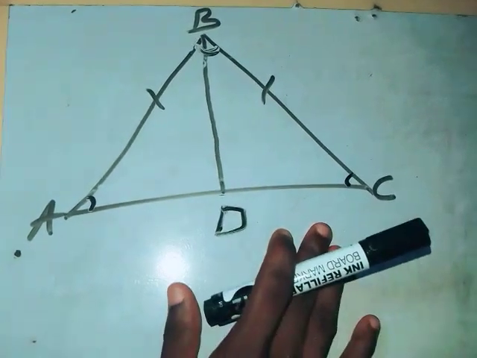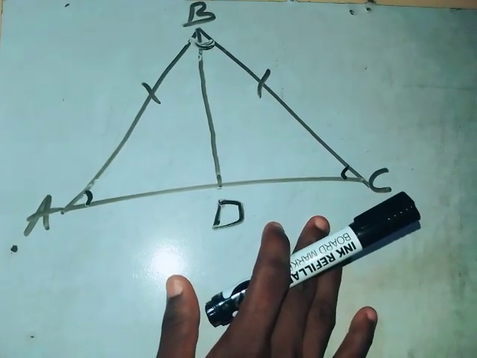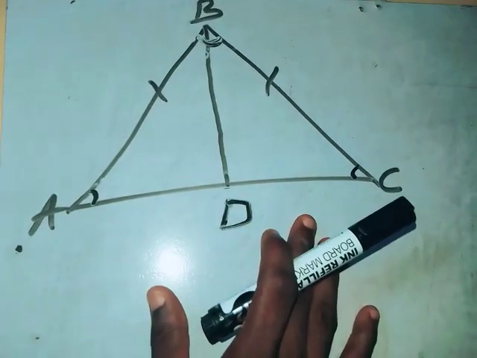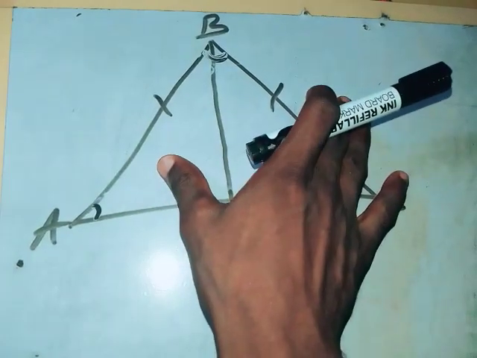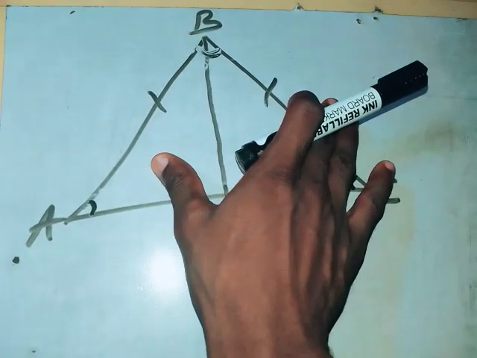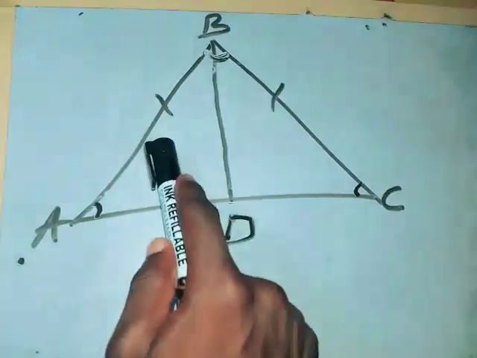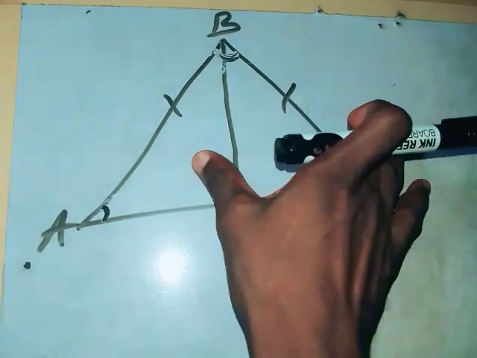Now, in today's tutorial, I'm going to talk about the base angle of an isosceles triangle. Okay. Now, this diagram here is an isosceles triangle because it's only two sides that are equal. That is why I take this. This is an isosceles triangle.